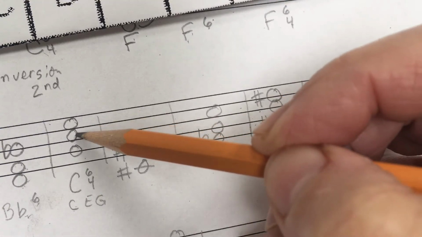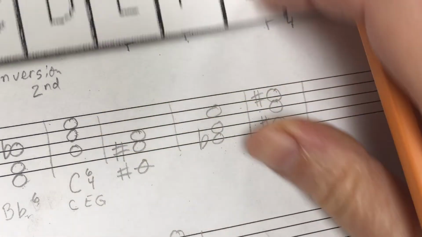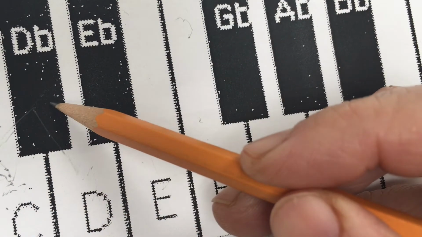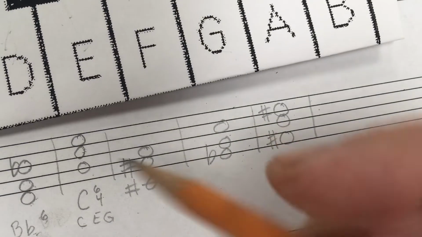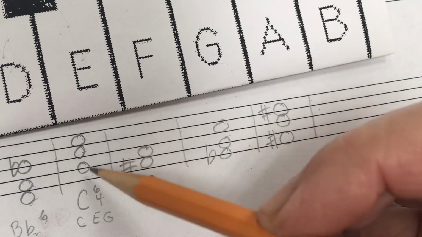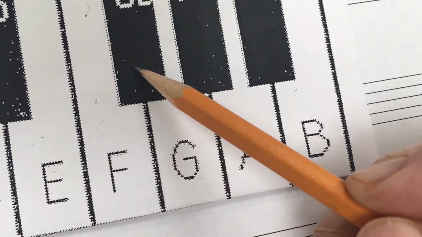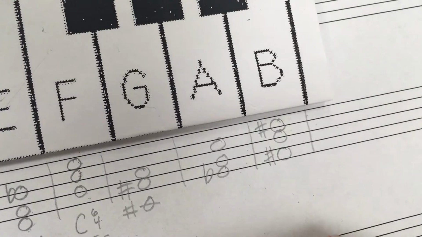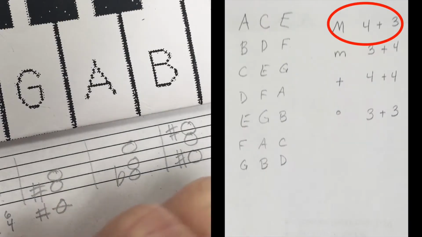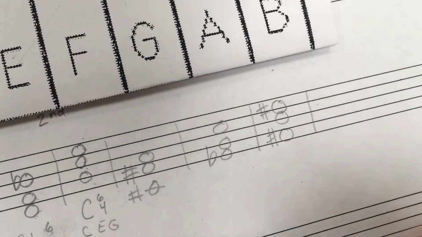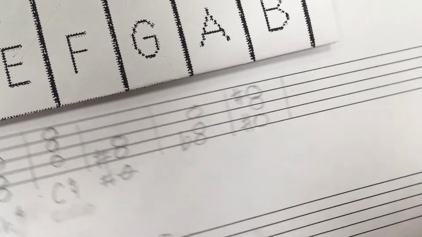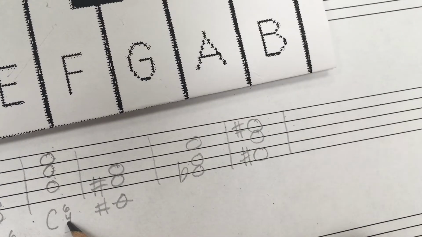Let's take a look. The root is here, so we need to find the distance between C and E. 1, 2, 3, 4. We have 4. Now we need to find out the distance between E and G, the third and the fifth. 1, 2, 3. Okay, 4 plus 3 is the formula for a major triad. So this is a major chord, so we need to do nothing else to this. We have a C in second inversion.